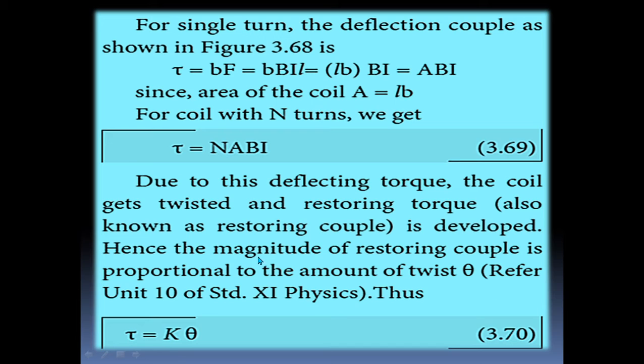Refer to unit 10 of the standard 11th physics. Thus tau is equal to k into theta. That means theta is nothing but the amount of twist.